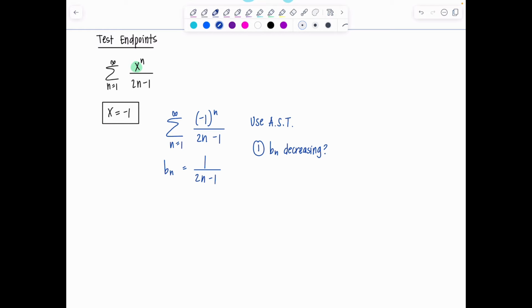Well, I can just go ahead and use the direct definition. b sub n plus 1 would be 1 over 2 times n plus 1 minus 1. And that's for sure less than 1 over 2n minus 1. How do I know that? I just made the denominator bigger, so obviously this entire expression is smaller. That term is smaller, and this is b_n. So that's our definition of decreasing. If you can show that b_n plus 1 is less than b_n, that is satisfied. Done.